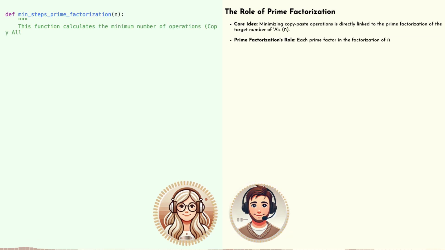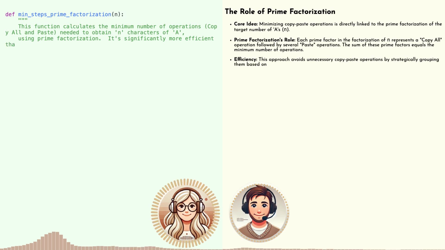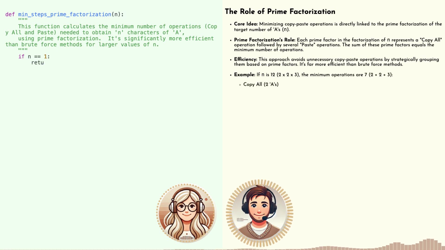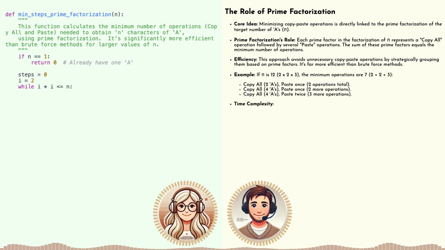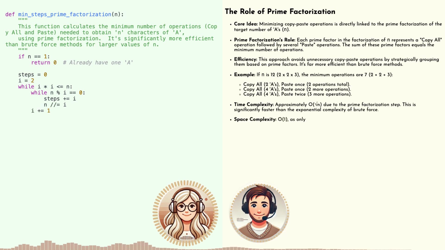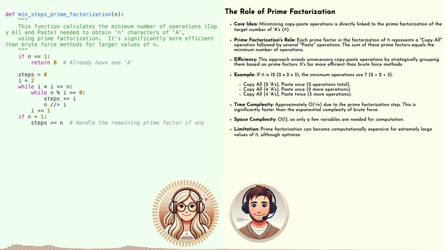The key to solving this efficiently is in understanding how numbers are structured. Specifically, we need to delve into prime factorization. Hold on. Prime numbers. How do those fit into copying and pasting A's? I'm intrigued. It might seem like a jump, but trust me, they're connected. Think about it this way. Every single number can be broken down into a unique set of prime numbers that you multiply together. It's like the DNA of a number, its fundamental building blocks.